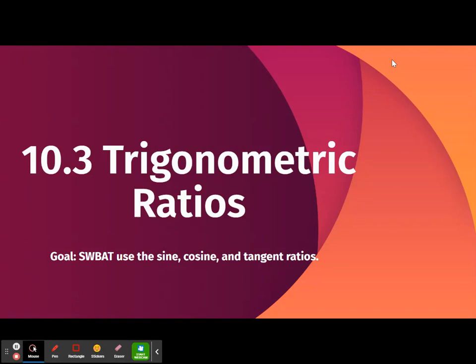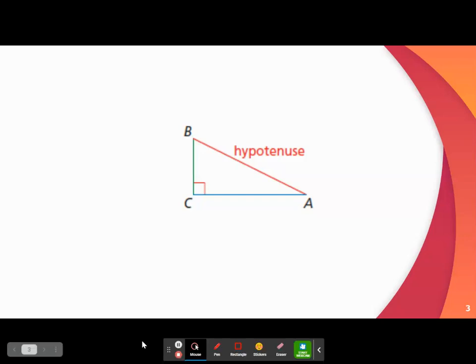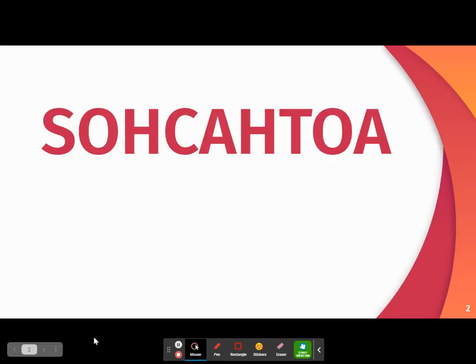Alright, so first thing, I have this on your paper because it helps you keep it in order. It is SOHCAHTOA. What this stands for is sine is opposite over hypotenuse, cosine is adjacent over hypotenuse, and tangent is opposite over adjacent. Right now that seems very confusing, but as I show you exactly what that means, this will help you remember.